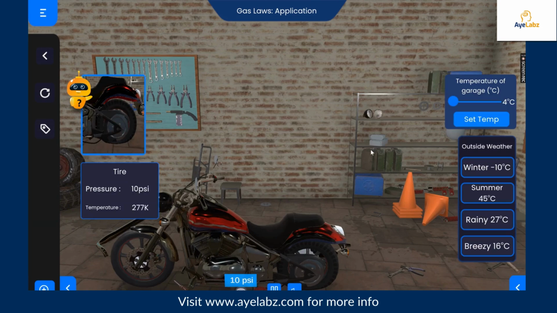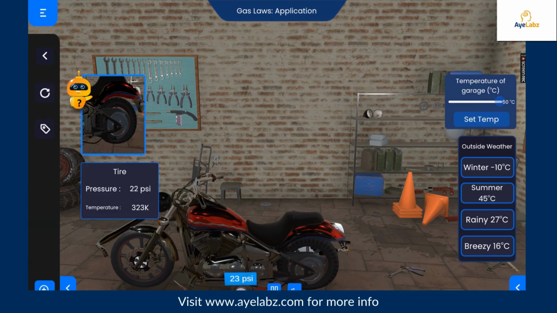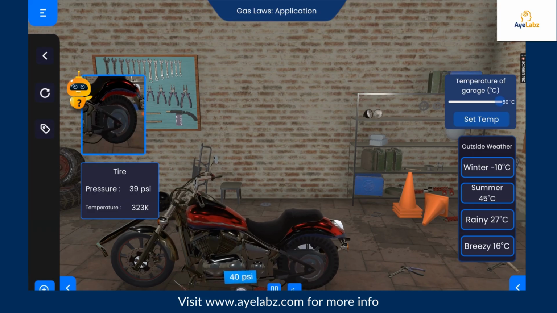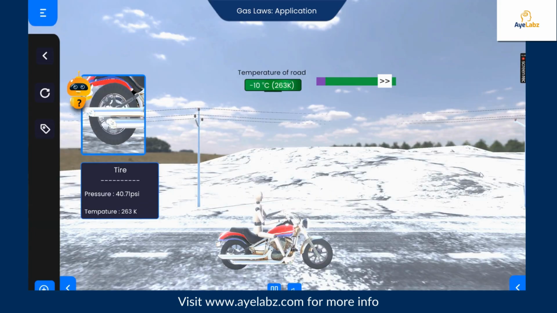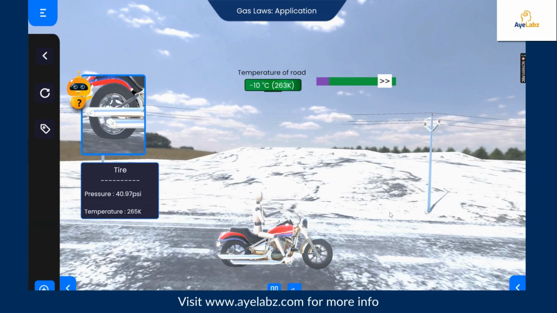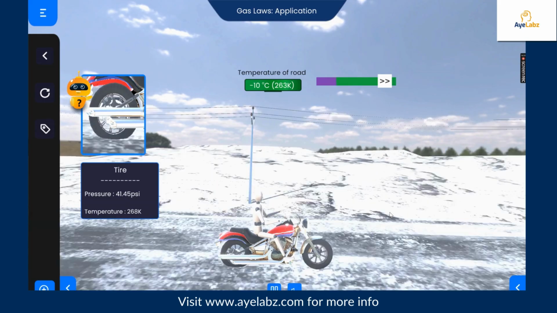You can also reverse the scenario. Like what if you inflate the tire at a warmer temperature, like 50 degrees Celsius. What if you are taking a ride in cooler conditions? For instance, let me take the ride in winter, which is minus 10 degrees Celsius.